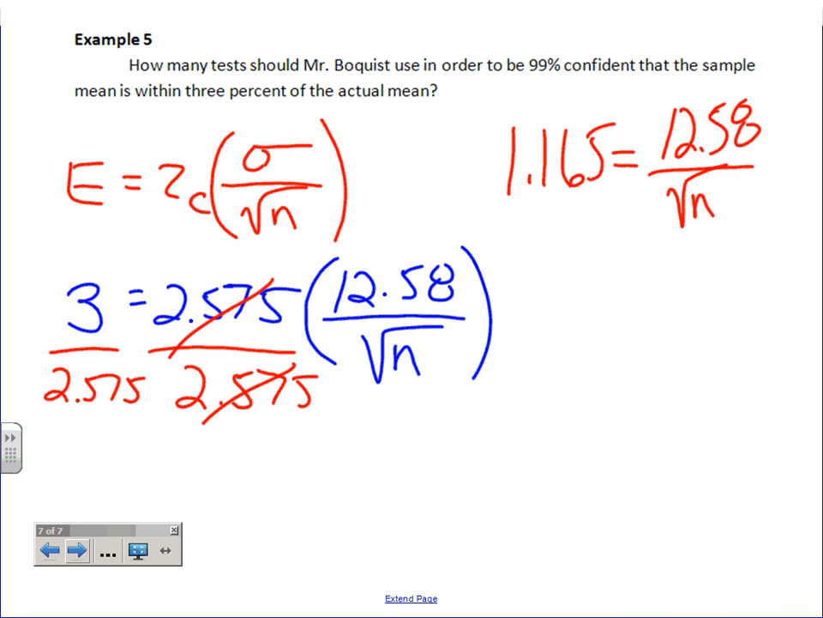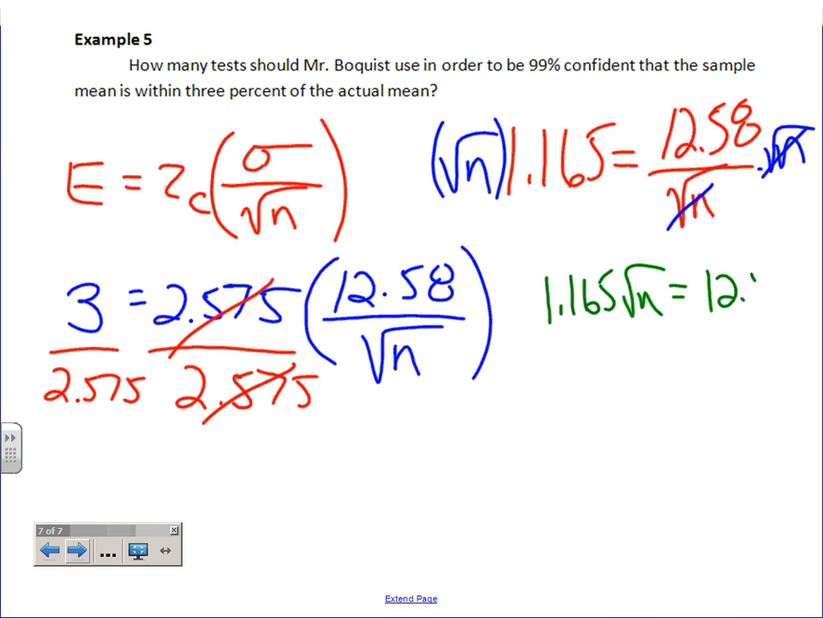Once you know how to do these, it's basically the square root of n and the 1.165 are just going to trade places. What you're going to do is multiply both sides by the square root of n, right? Because it'll cancel over here. Because who wants a variable in the denominator? Nobody wants it down there. And so once you get here, you get 1.165 times the square root of n equals 12.58. So do you see how they're really going to end up just changing places in that setup?